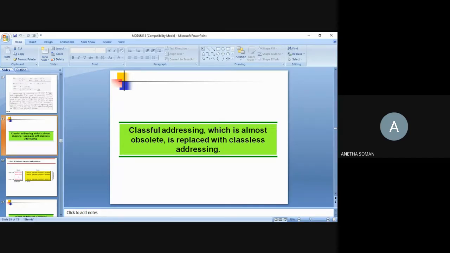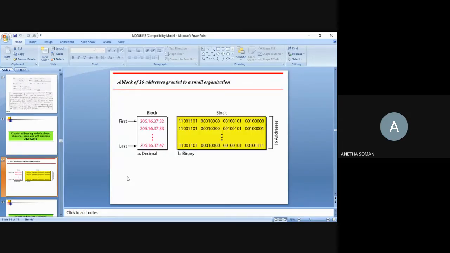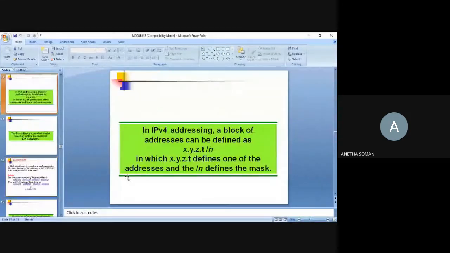Okay, now coming to the slides. What I told is that classful addressing is obsolete now and it is replaced with classless addressing. This is just an example: a block of 16 addresses is granted to a small organization. If an organization requests 16 addresses, that is provided by the internet service provider. Here you will have the first address, last address, etc. Now I will tell how you can identify them.